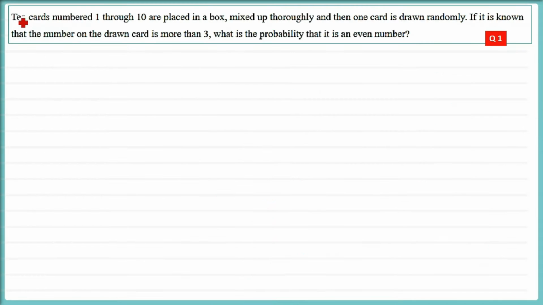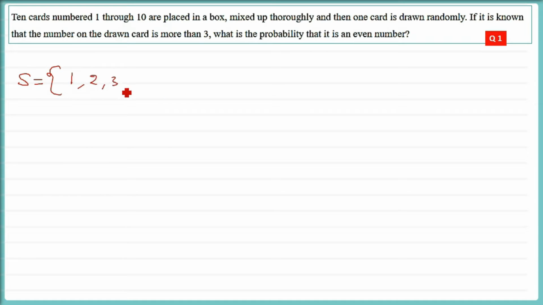This is the probability. The first question is: 10 cards numbered 1 through 10 are placed in a box, mixed up thoroughly, and then 1 card is drawn randomly. If it is known that the number on the drawn card is more than 3, what is the probability that it is an even number? 10 cards are there, 1 to 10. So we have to make the sample spaces of 2 different events. 1 to 10 can come.